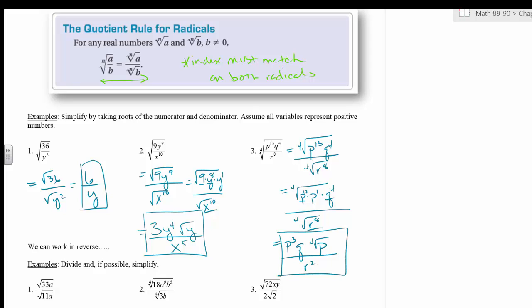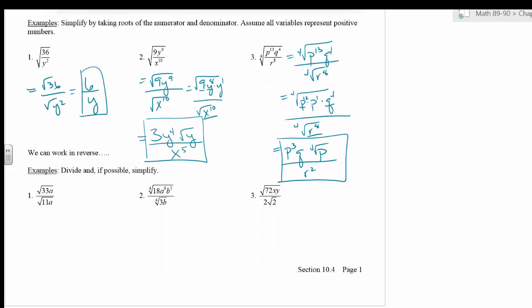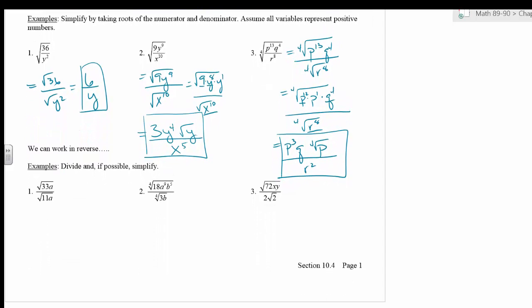And there you go. So that's what we do when we split up. Now let's look at working in reverse and bringing the two back together. So example, divide and if possible simplify.